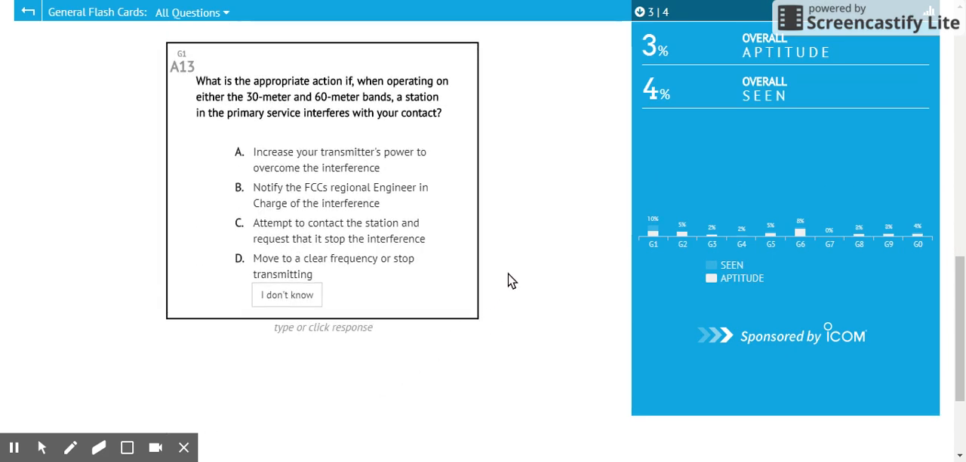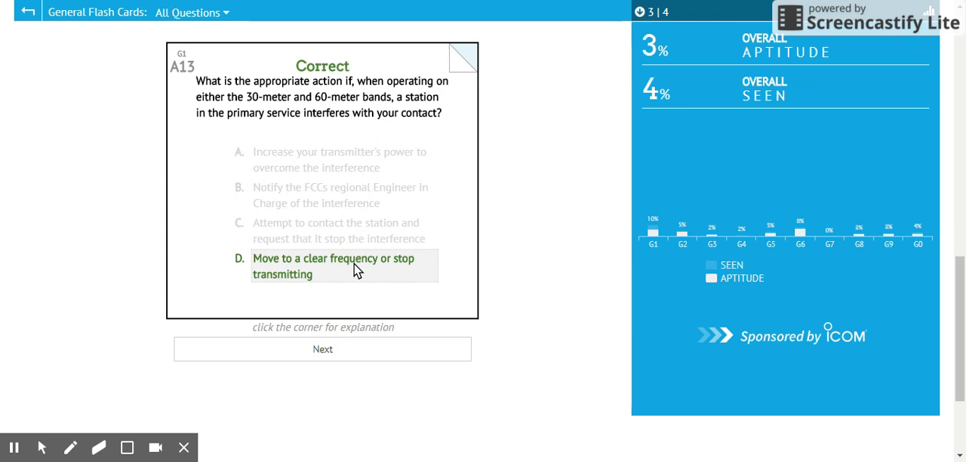Here's the third question, G1A13. What is the appropriate action if, when operating on either the 30-meter and 60-meter bands, a station in the primary service interferes with your contact? A. Increase your transmitter's power to overcome the interference. B. Notify the FCC's regional engineer in charge of the interference. C. Attempt to contact the station and request that it stop the interference. Or D. Move to a clear frequency or stop transmitting. Let's see. I'm going to say D. Yeah. Okay.